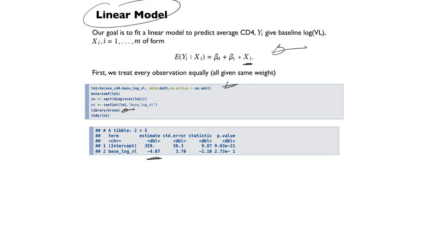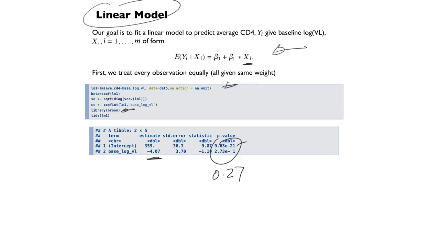So minus, for one log to the base 10 change in viral load, so a tenfold increase in baseline viral load gives me a decrease of about 4 units in CD4 count. Not huge for CD4. And this I wish it wouldn't do this. I mean, this one's fine, but this should be 0.27. And p-value is not significant.